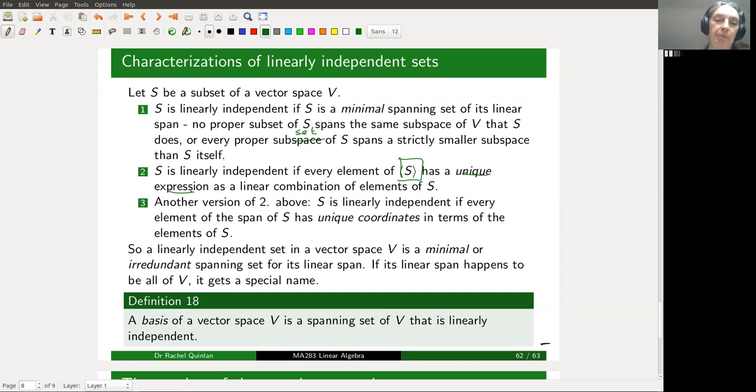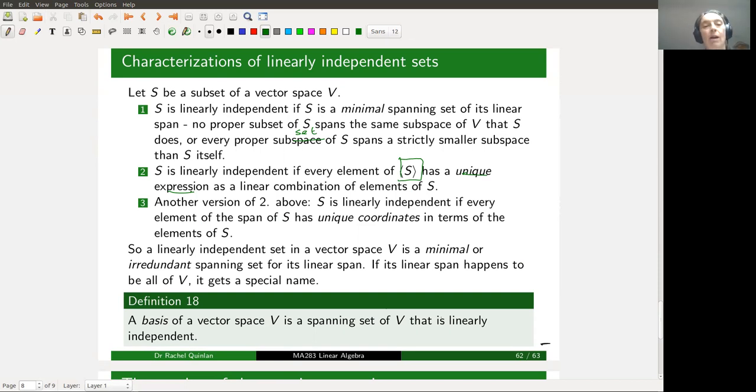And to see why that's true, if you had an element that had two different descriptions as a linear combination of elements of S, then subtracting one of those from the other would give you a non-trivial description of the 0 vector as a linear combination of elements of S, where not all the coefficients would be 0. So if a set is linearly independent, that means that there's only one way to write every element in its linear span as a linear combination of those elements. There are no alternative coefficients that would do the same job. So like we saw with that example in R2 earlier, where we had 3 elements and multiple ways to write any vector as a linear combination of them, that was already showing us really that the set was not linearly independent.